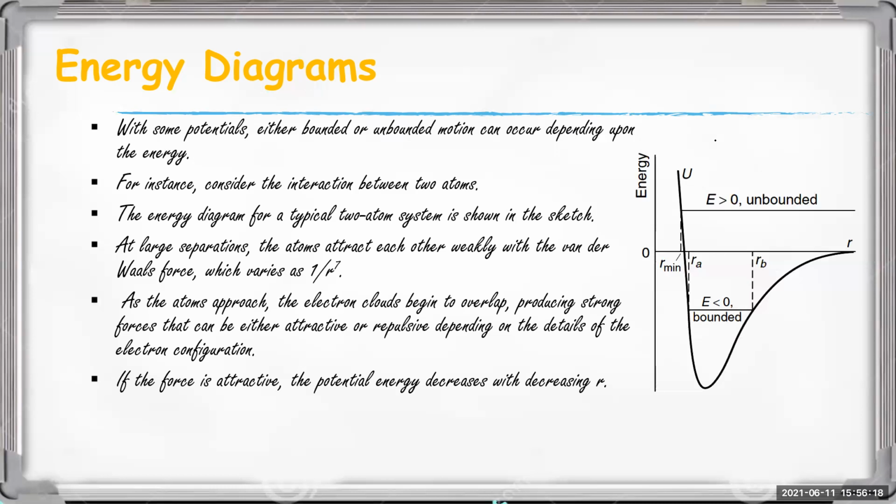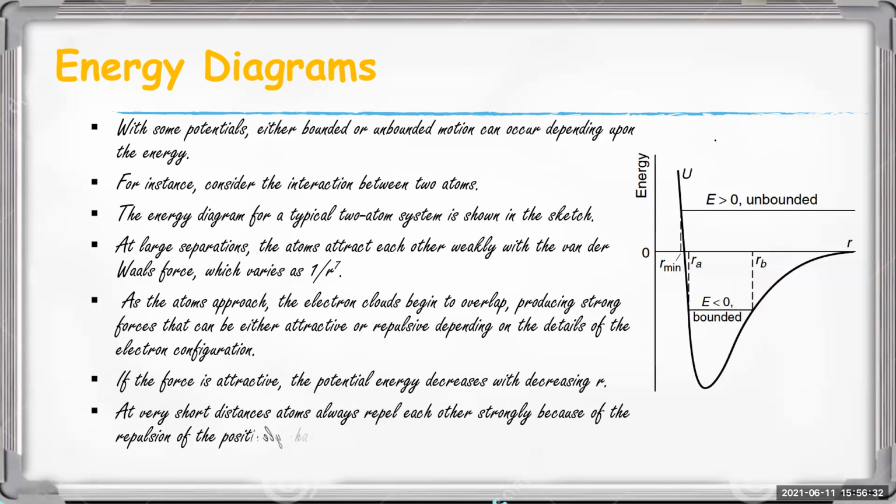If the force is attractive, the potential energy decreases with decreasing r. And at very short distances, atoms always repel each other strongly because of the repulsion of the positively charged nuclei, and U increases rapidly.